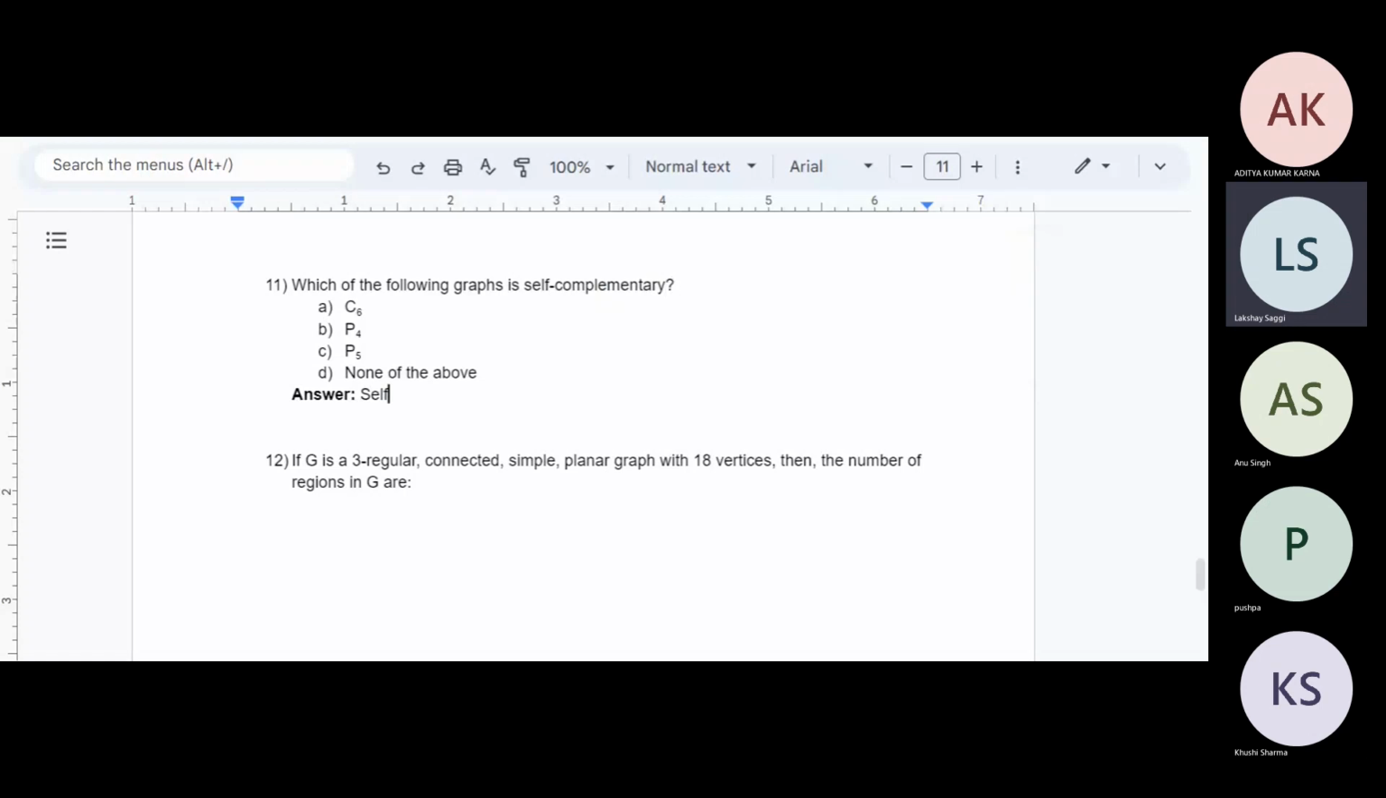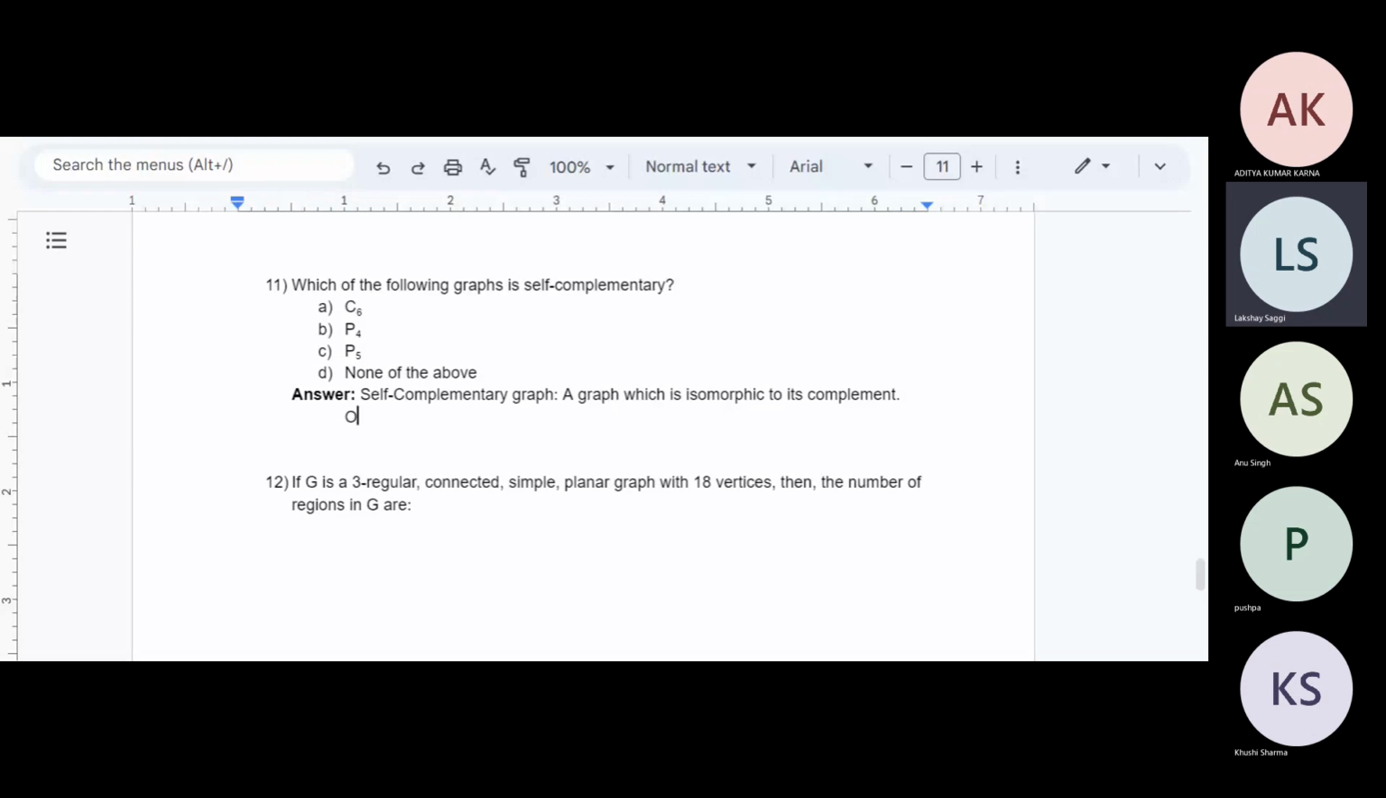Let me write down to remind you. A self-complementary graph is a graph which is isomorphic to its complement. So what were isomorphic graphs? Isomorphic graphs are graphs which have the same structure but just different labeling. And the complement of a graph is a graph which contains the edges which the original graph does not contain, so it contains the complement set of the edges. So a self-complementary graph is a graph which is isomorphic to its own complement. I hope the definition of self-complementary is clear.